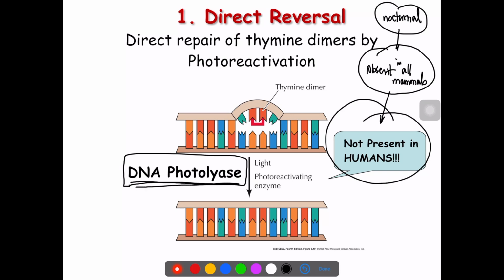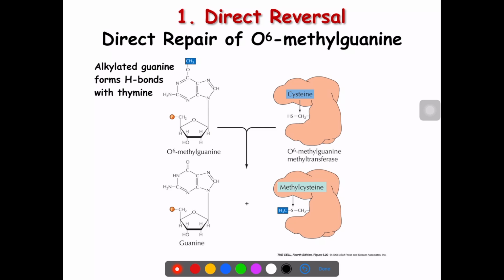But it would be great if we could put it back in place, because then the frequency of skin cancer in humans could be dramatically decreased if we had this mechanism of direct DNA repair. All right, let's move on with the second mechanism that we know of, direct reversal.